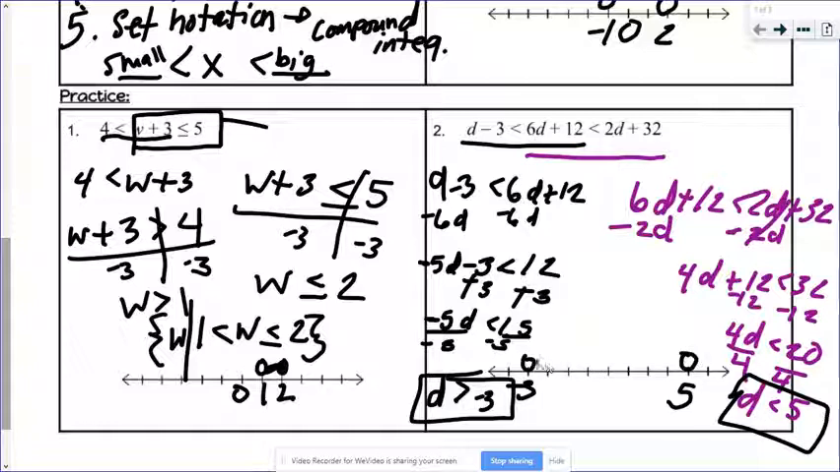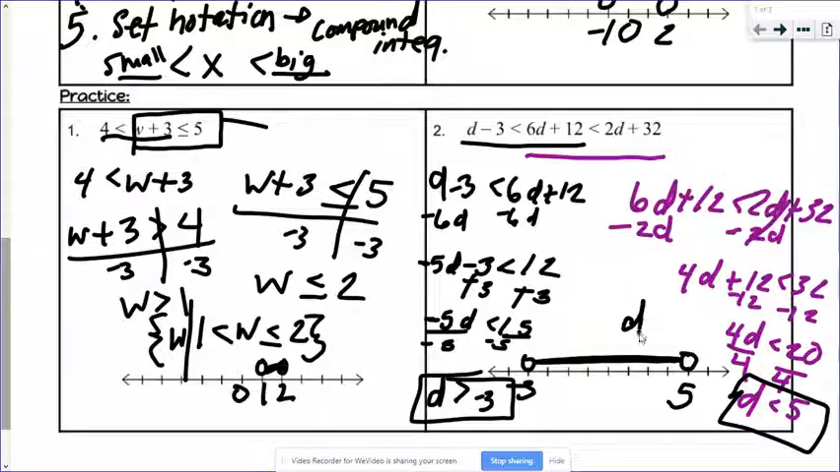My -3 wants to go this direction. My 5 wants to go this direction. So anything in between -3 and 5 is going to make my inequality true. This is my graph. So now I have to come up with my inequality, my compound inequality.